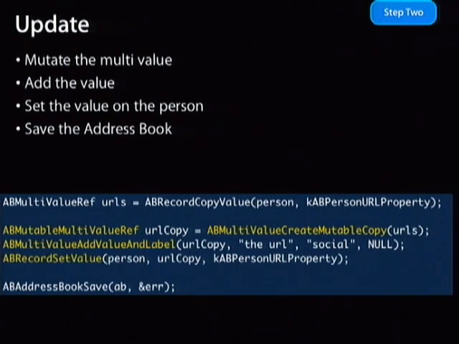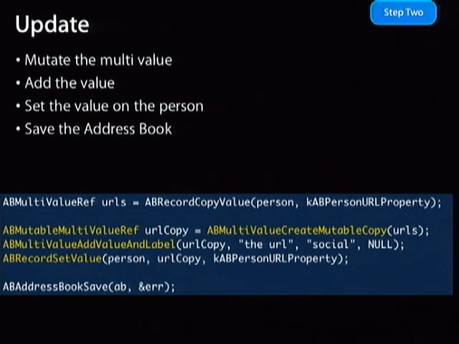Once you've created this mutable copy, I'll comment over the code in just a little bit. You need to add that value, set the multi-value ref back on the person, and then save the address book. So this is what it looks like in code. The first thing we do, you notice, is ABRecordCopyValue. We get this ABMultiValueRef back. In this case, we're updating the URLs.